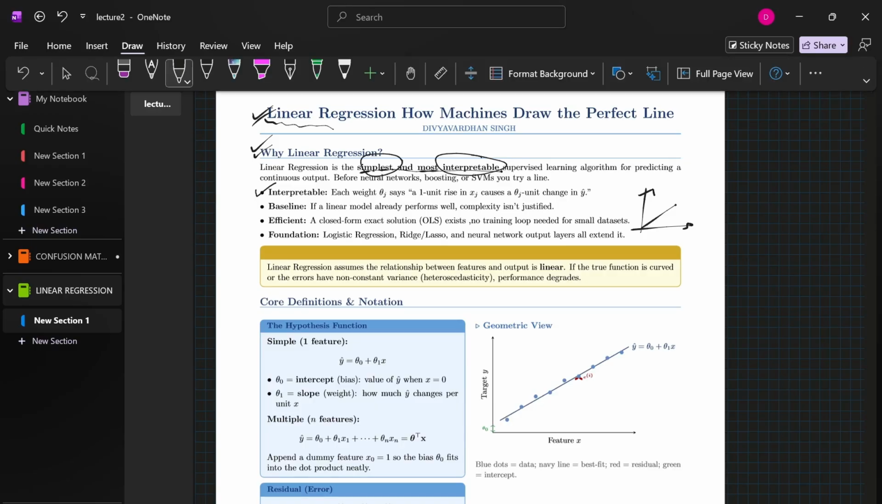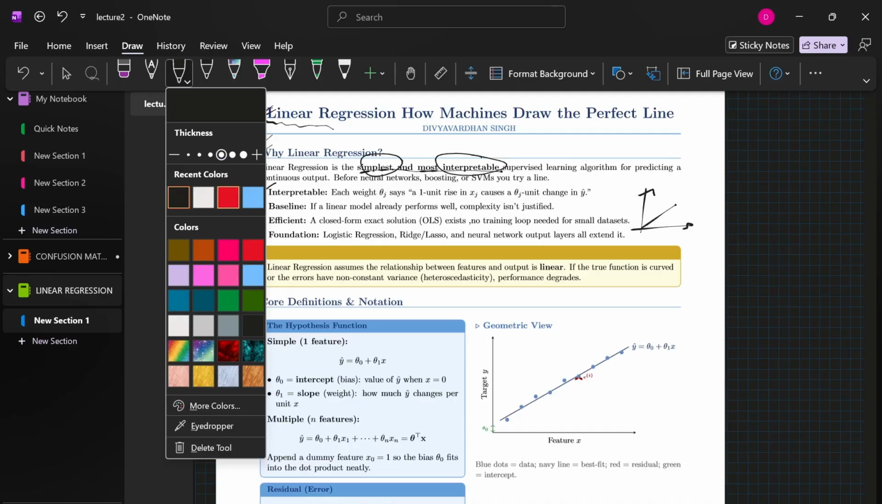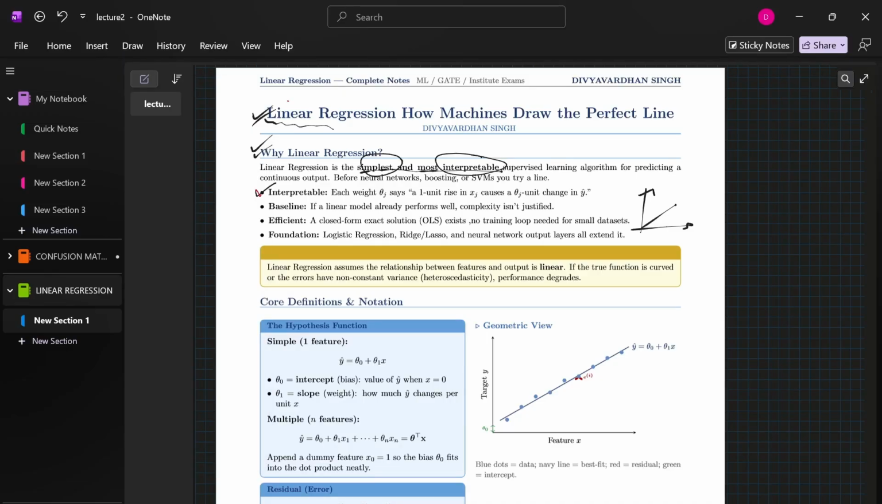Speaking about interpretability, that's the first big advantage. Every single coefficient in a linear regression model has a direct plain English meaning. If I have a model predicting house prices and the coefficient for the number of rooms is 2 lakh, that means adding one room is associated with an increase in price of 2 lakh. That's it. No black box and nothing more.